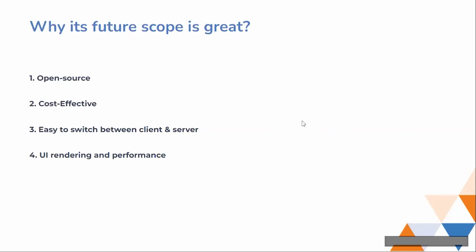So what's the future scope and why is it great? First of all, it's open source, so you don't have to spend any money to learn all these things and create a project on the MERN stack. It's cost effective. Why is it cost effective? Even for the hirers, and for the companies and agencies also, it's cost effective because Express, Node, and React, all three are in JavaScript, on the platform of JavaScript.